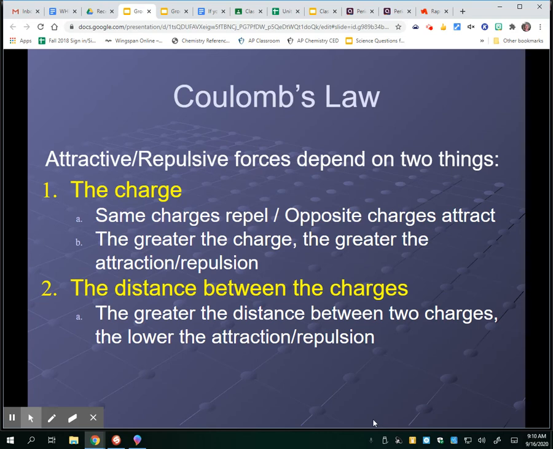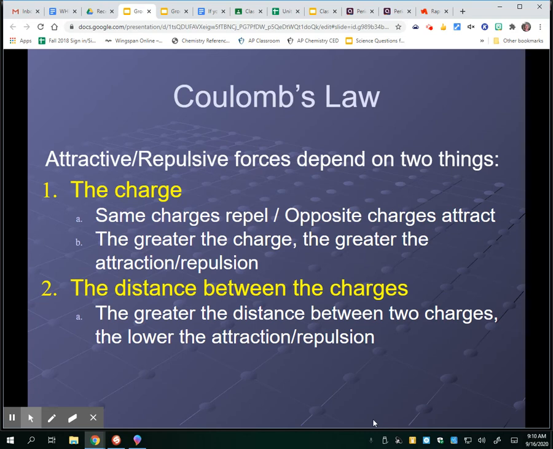Coulomb's law says that attractive and repulsive forces depend on two things. They're going to depend on the charge. So if they have the same charges, they're going to repel. Opposite charges, we're going to attract. Since we're talking about valence electrons and a nucleus, we're going to talk more about forces of attraction, but it also works for repulsive forces as well.